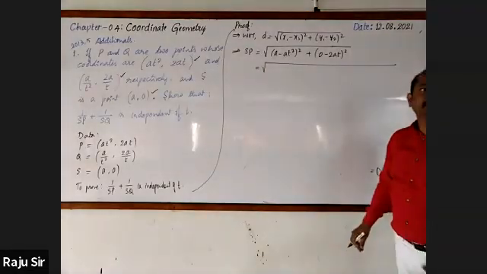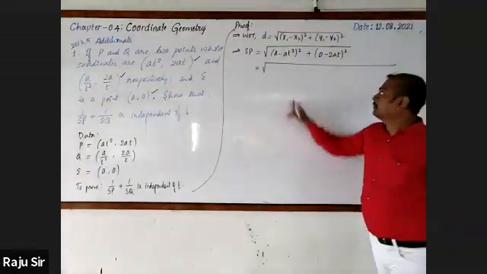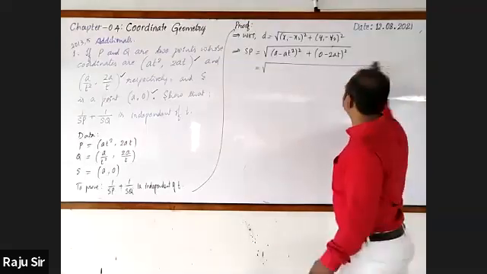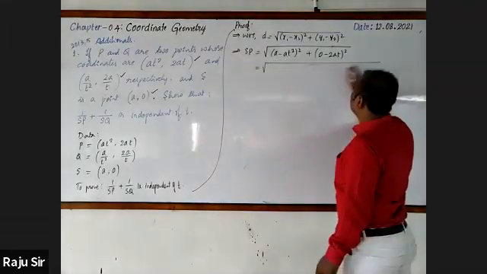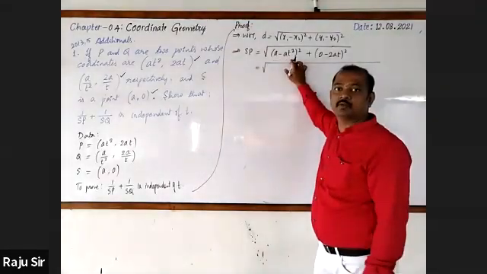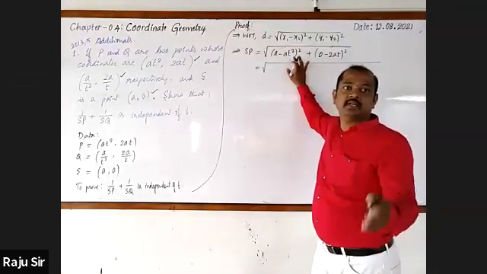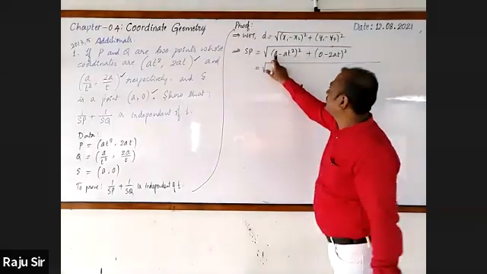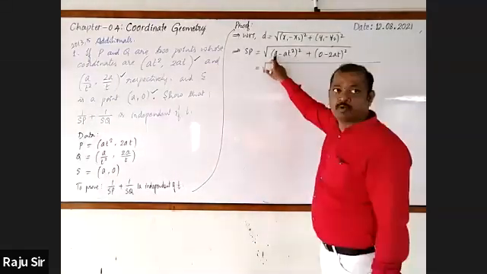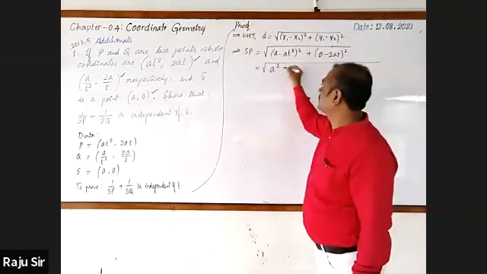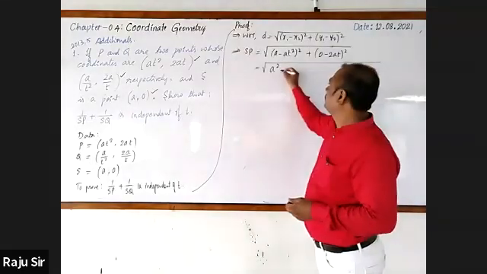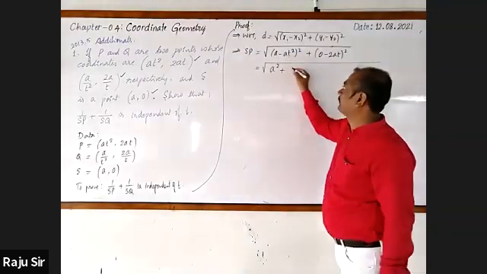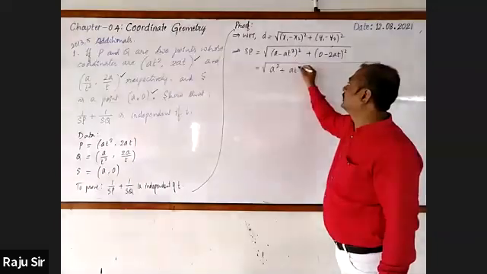How to simplify? By using the identity. Which identity? a minus b whole square. What is it? a square plus b square minus 2ab. So a minus at square whole square is a square plus at square whole square minus 2 times a times at square.